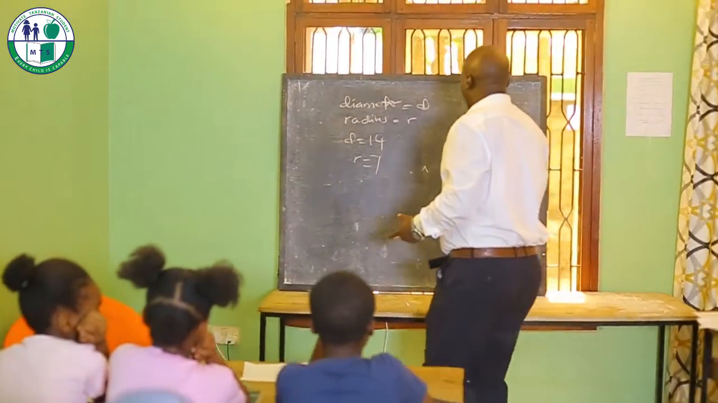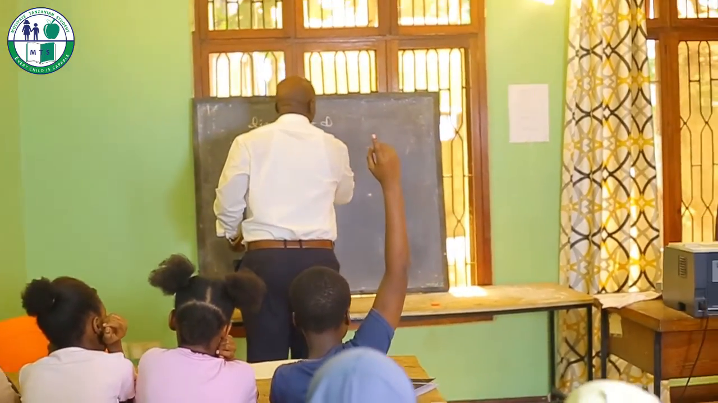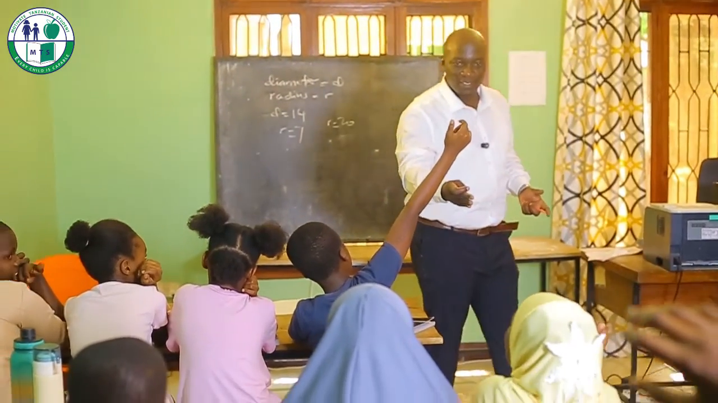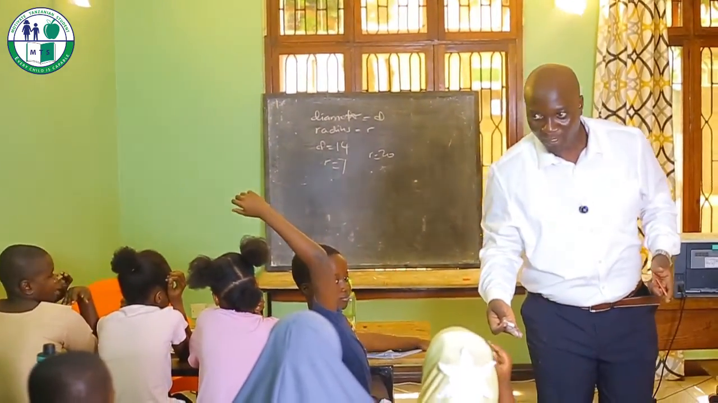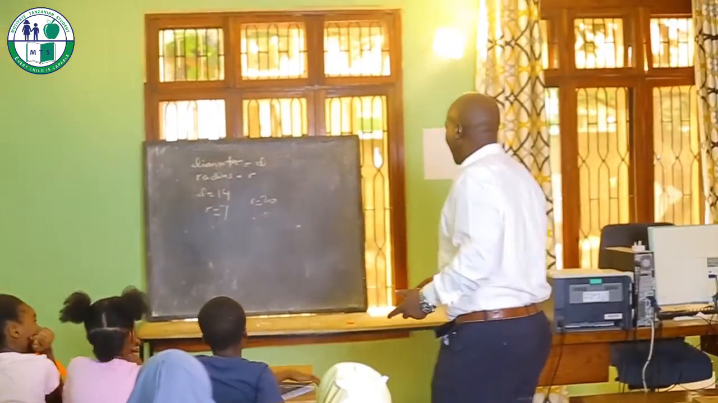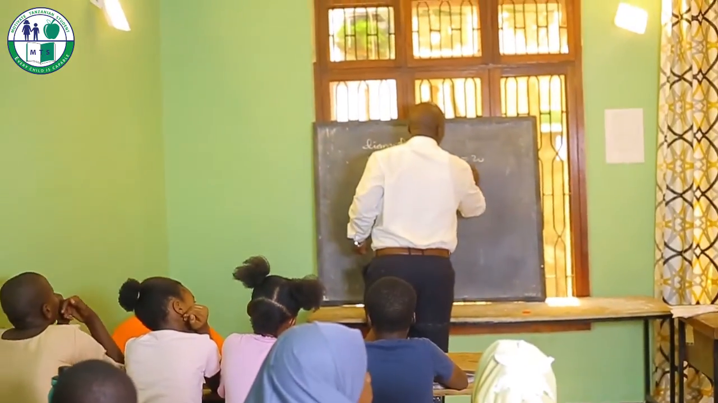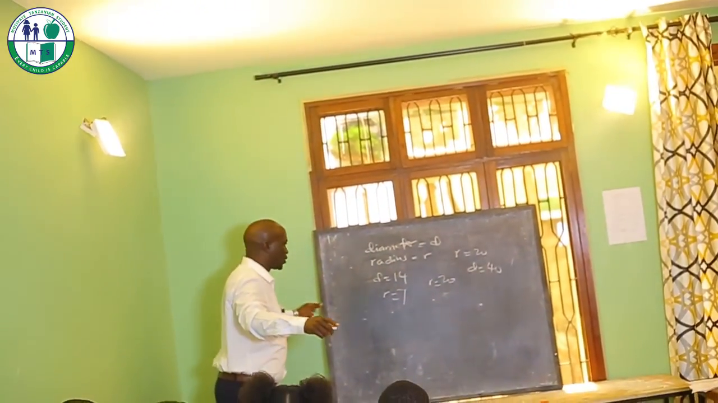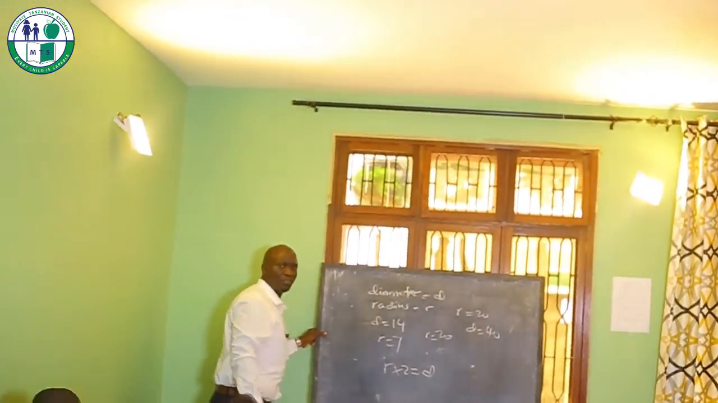Let's say R is 20. What is D? If R is 20, what is D? D is 40. Very good. So if R is 20, D will be 40. So the boy Mwandiga wants to convince me that if you take radius times 2, you get diameter. Is this true?